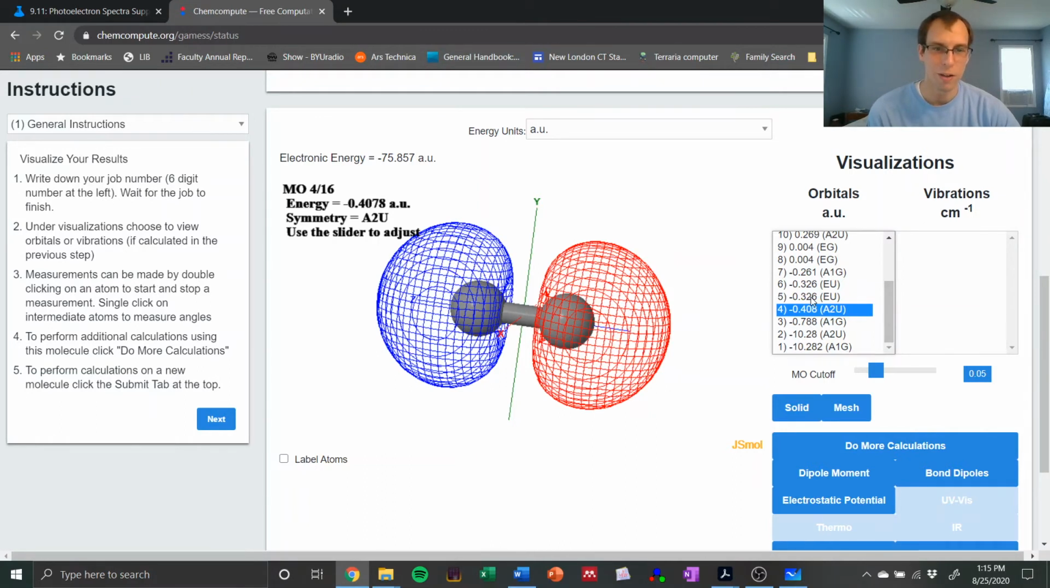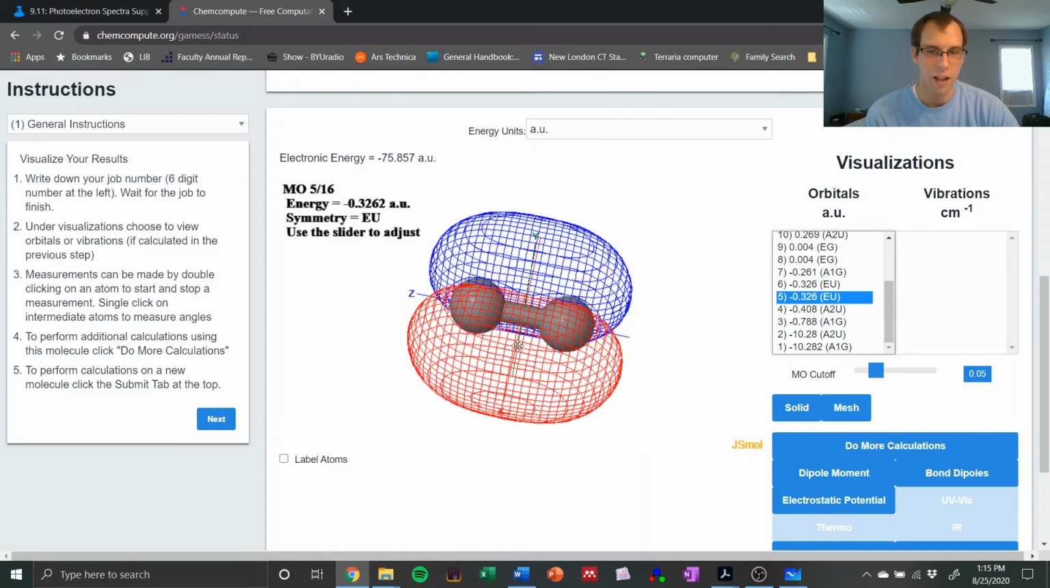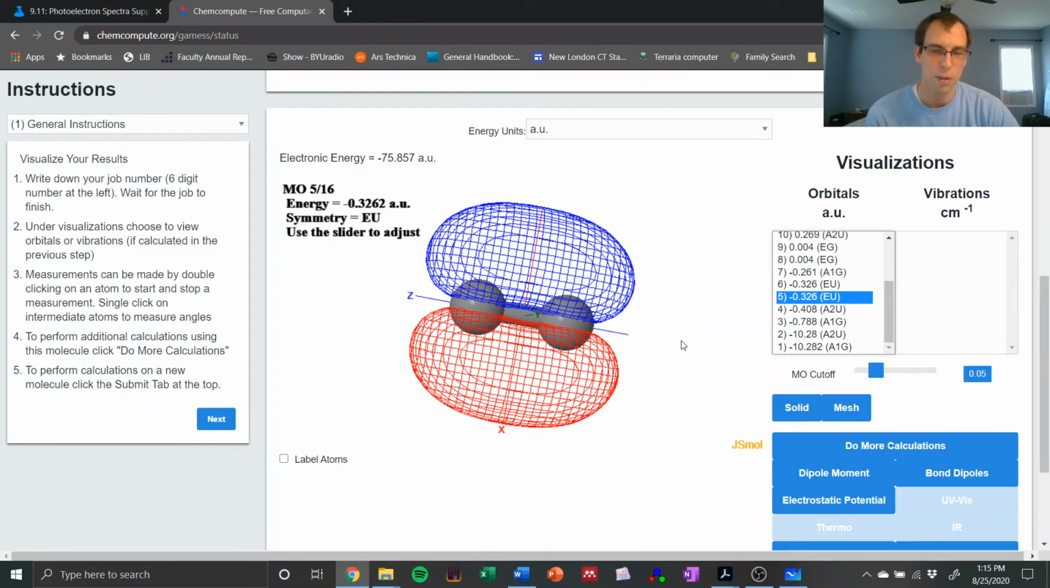So according to our diagrams, we should next get the pi bonding orbitals. And there should be two of them. They're perpendicular to each other. And so we see two orbitals that have the exact same energy, negative 3.26 Hartrees. And this is our pi bonding orbital, right? So now we do have a node in the plane of the molecule, in the plane of the bond, I should say.